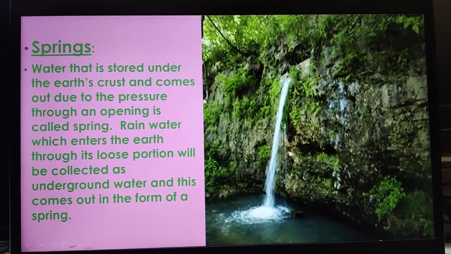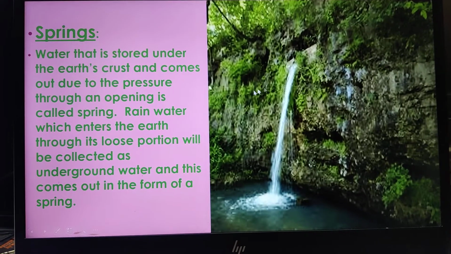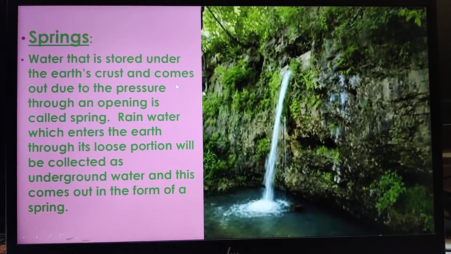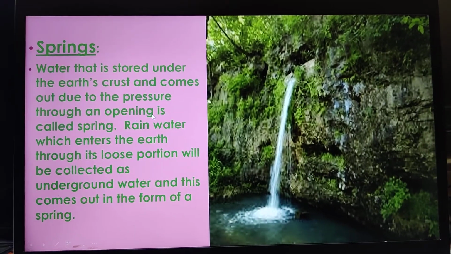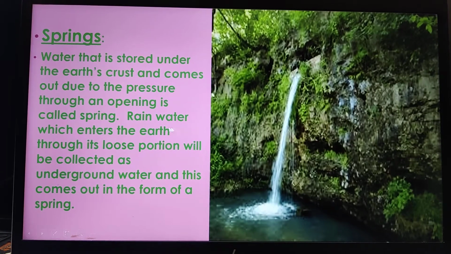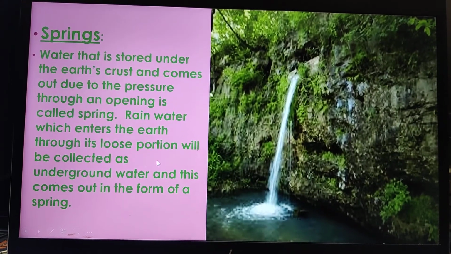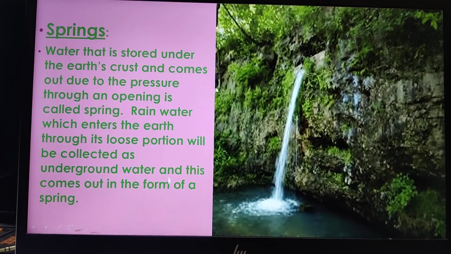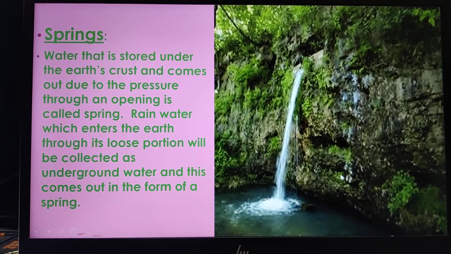And the next resource is springs. Spring is the water that is stored under the earth's crust and comes out due to pressure through an opening. Rainwater which enters the earth through the loose portion will be collected as underground water, and this comes out in the form of a spring.